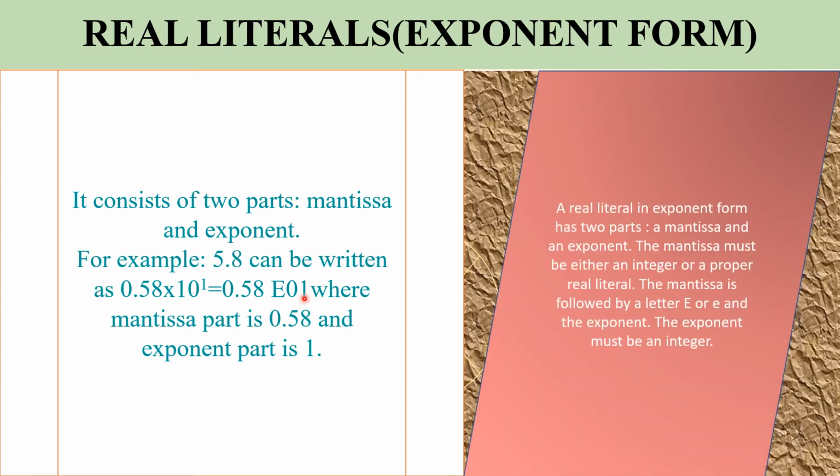A real literal in exponent form has two parts, a mantissa and an exponent. The mantissa must be either an integer or a proper real literal. The mantissa part, which is written before e, can be an integer or a real number. Here in our example this is a real or floating number. The mantissa is followed by the letter E, capital E or small e, and then we have to write the exponent. The exponent must be an integer, and the important thing about exponent form is the exponent part. Here this should be an integer value.